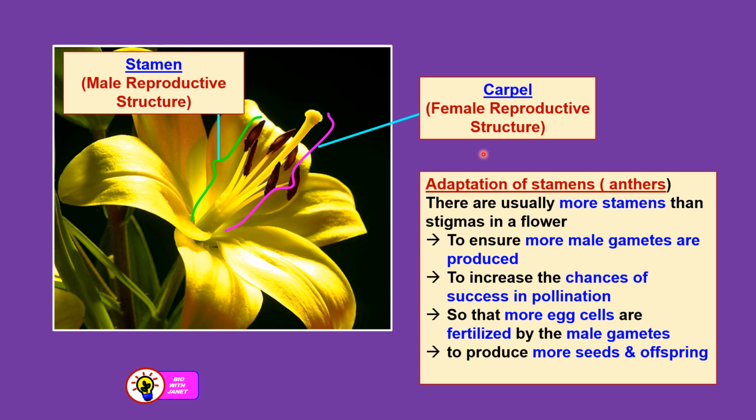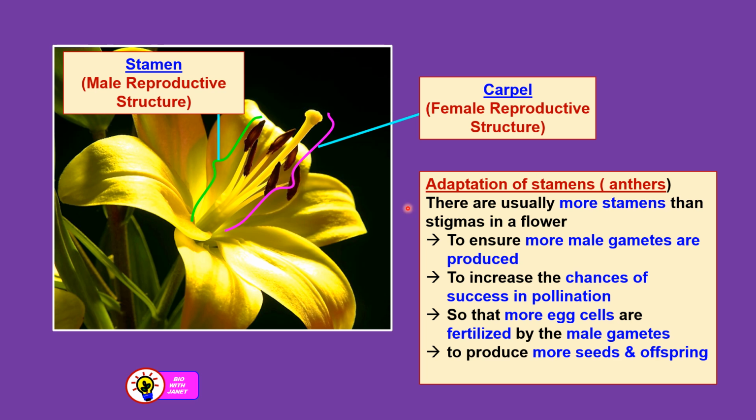Now, how about the carpels? There's only one carpel sticking out above the anthers. And what does a carpel consist of? Yes, the stigma, style, and below there's the ovary, and inside the ovary there are ovules. Right. So what is the adaptation of the stamens here for its function of reproduction?